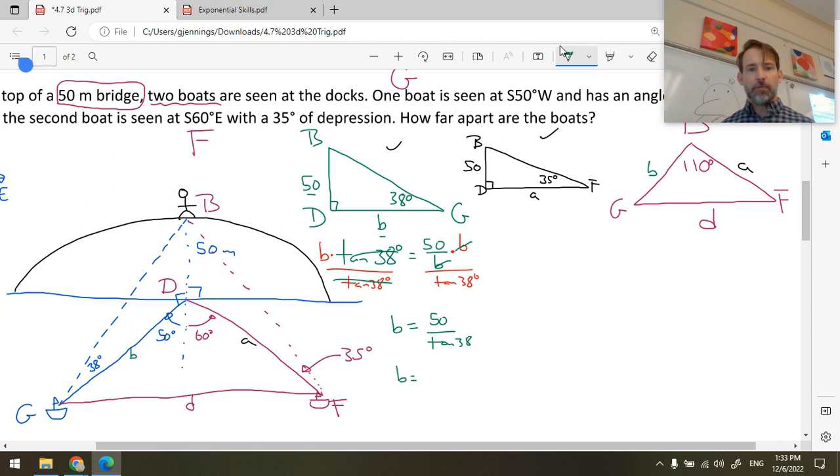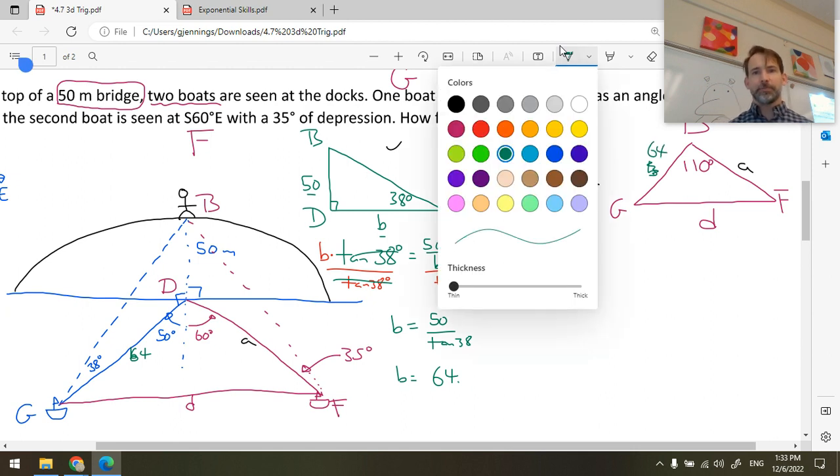And Ben, you had that? Yeah, I got 64. Should we go to triangle BDF and solve for A? So that's 64. So put it on there, 64. And then we can put it over here. Instead of B, that's now 64. Let's go ahead and solve for A now.